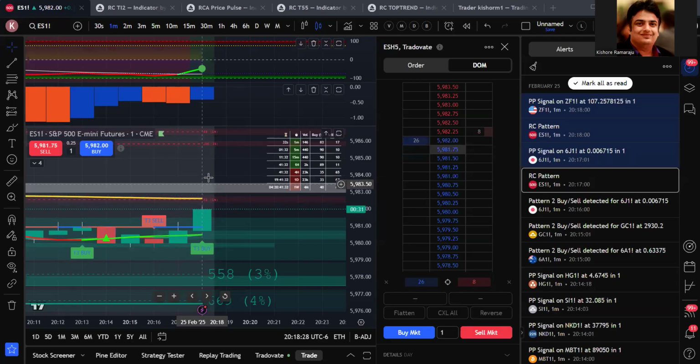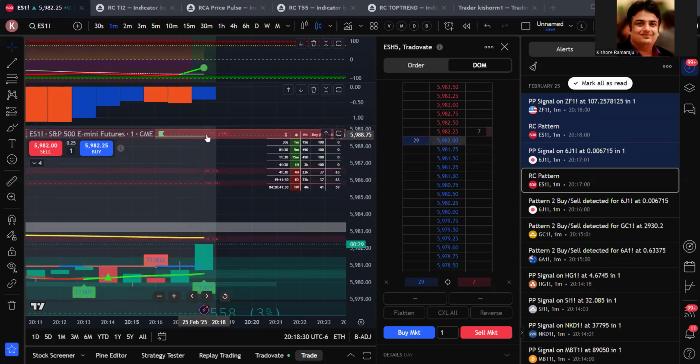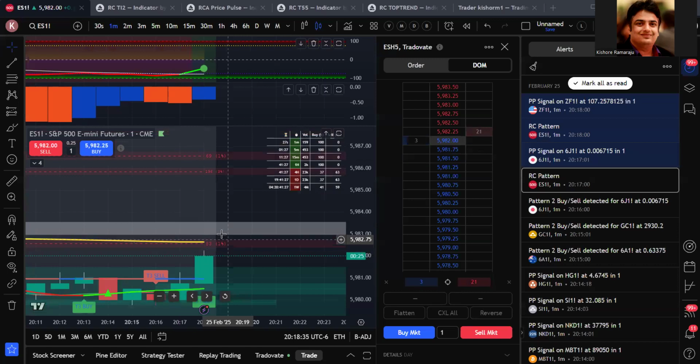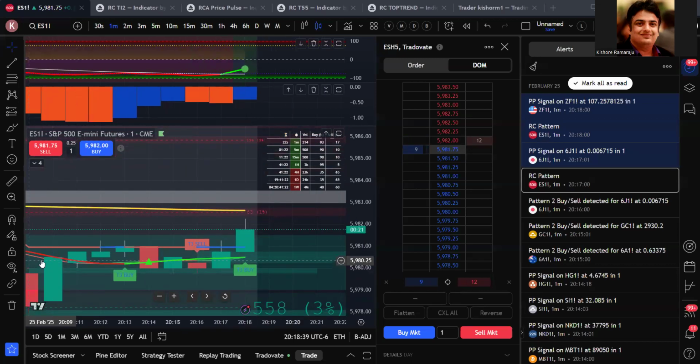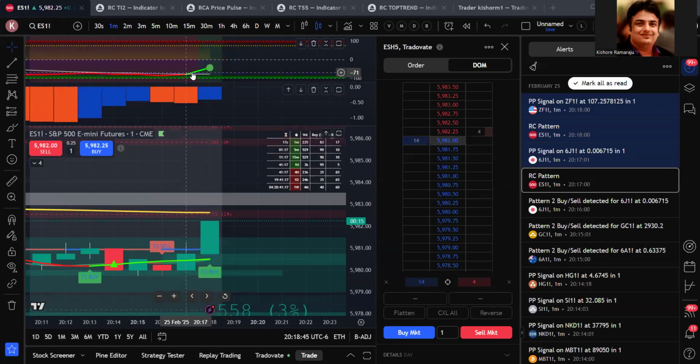If it breaks the EMA 200, then it will go all the way till the top. So just waiting for it to break this level. It was in a consolidation all this time, going up, coming down, going up, coming down. Suddenly buyers took the control. You can see buyers taking the control here.